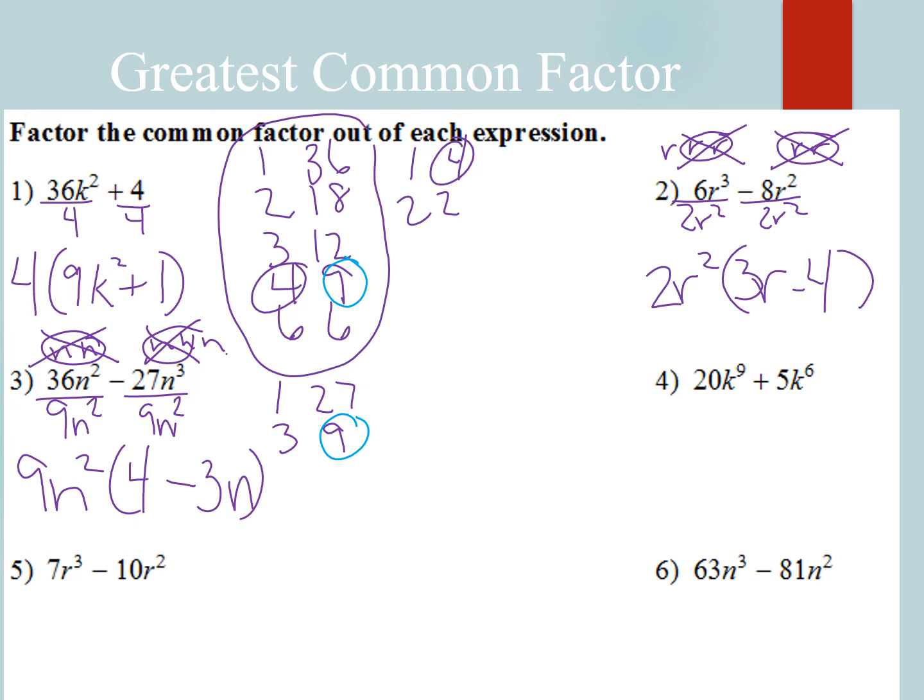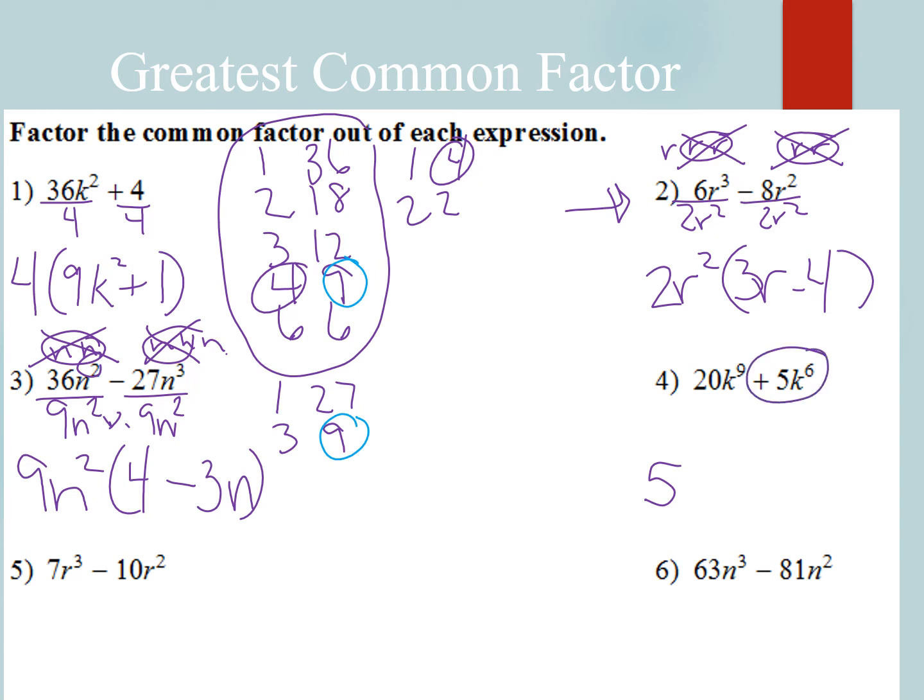Okay, on number 4. Well, the only factors of 5 are 1 and 5, and 5 does go into 20. So 5 is going to be that greatest common factor for the numbers. And then if I look at the k's, this one has 9. You can write them all out if you want, but I want you to look back up here at number 2 and number 3. Notice that they have in common the lowest number of the exponent. So like here on number 2, they had 2 in common. 2 is the lowest exponent on the variable. On number 3, they had 2 in common. Lowest exponent right there. So over here on number 4, they have 6 in common.